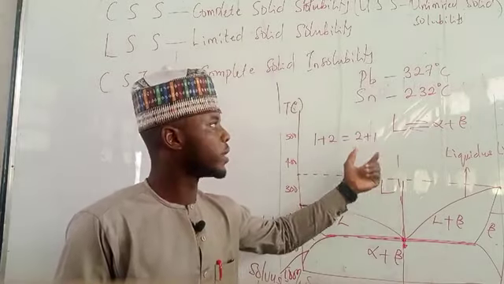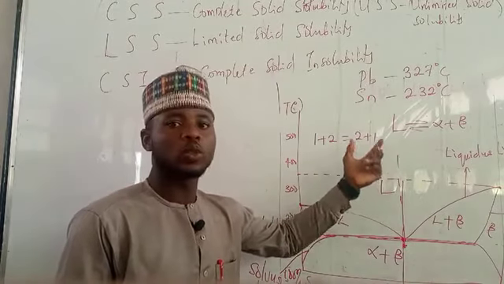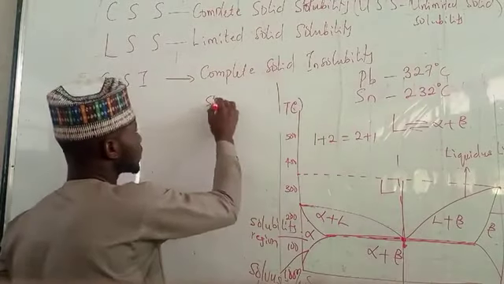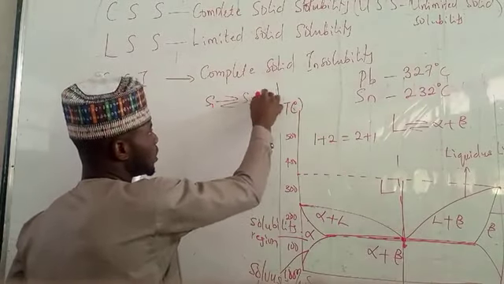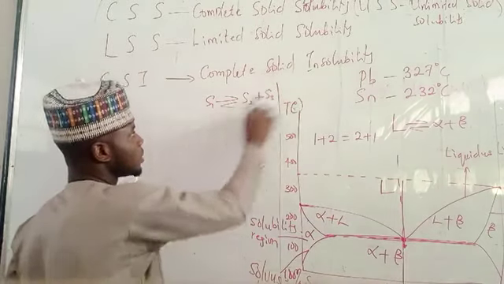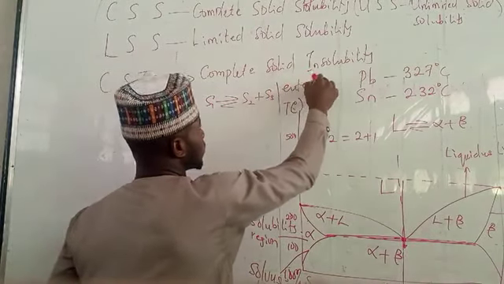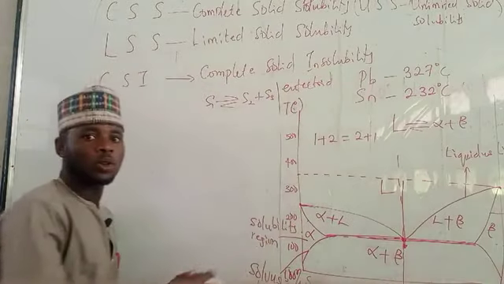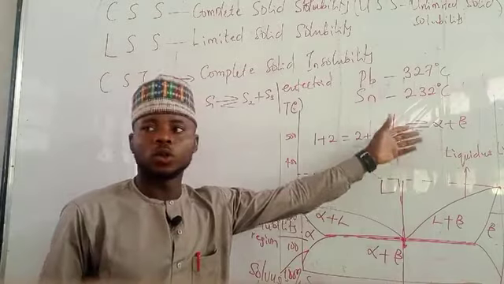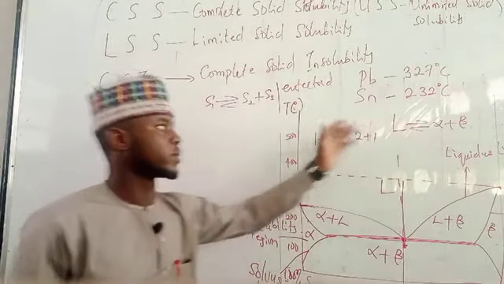But if it is a solid phase transforming into two solid phases, that is, solid 1 transforming into solid 2 and solid 3, we call this transformation eutectoid transformation. But whenever liquid is involved, we call that transformation eutectic transformation.